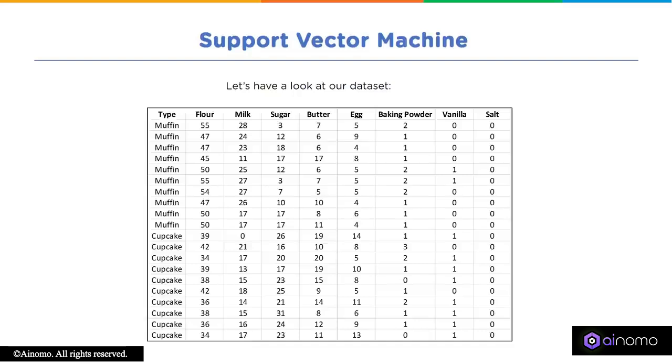We have a muffin recipe that has so much flour. I'm not sure what measurement 55 is in, but it has 55, maybe it's ounces? But it has a certain amount of flour, a certain amount of milk, sugar, butter, egg, baking powder, vanilla, and salt. And so based on these measurements, we want to guess whether we're making a muffin or a cupcake. And you can see in this one, we don't have just 2 features. We don't just have height and weight as we did before between the male and female. In here, we have a number of features. In fact, in this, we're looking at 8 different features to guess whether it's a muffin or a cupcake.